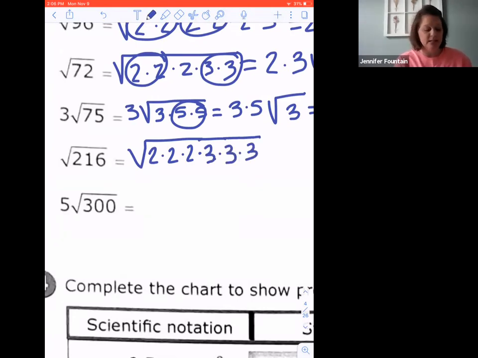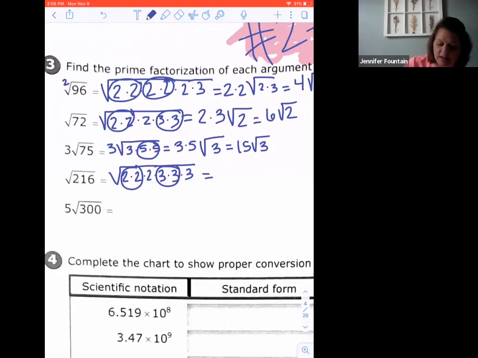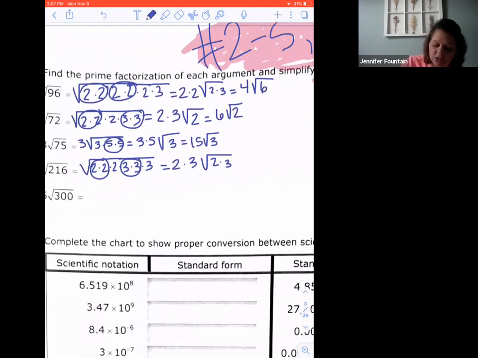Okay, so just to check it, I can make sure that I've got everything right. So 3 times 3 is 9, times 3 is 27, times 2 is 54, times 2 is 108, times 2 is 216. Looking for my buddies. I've got 2 2s and 2 3s. So those are what's able to come out. And I have to multiply 2 times 3. Under my radical, I have a 2 and a 3 also. So outside, 2 times 3 is 6. Under my radical, 2 times 3 is 6. So 6 times the square root of 6.